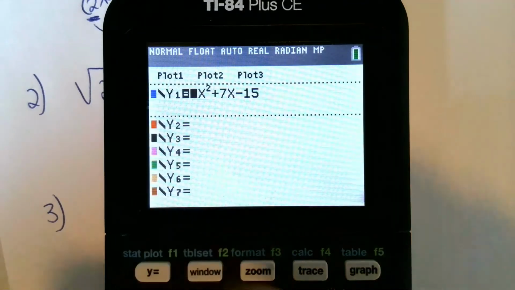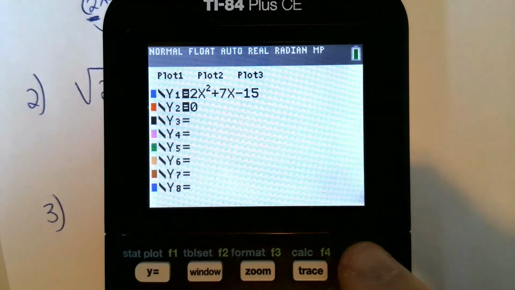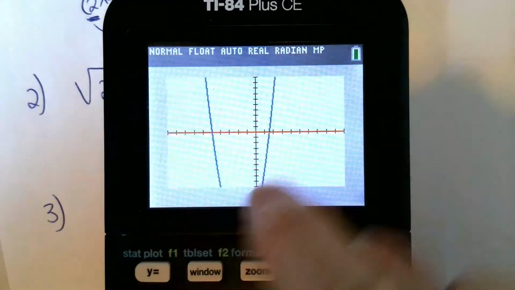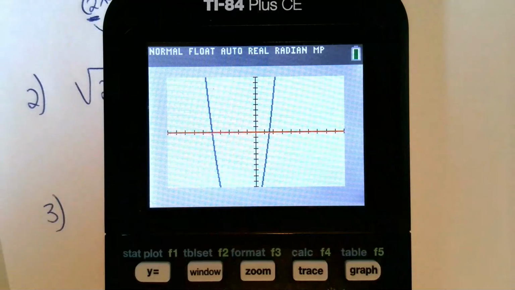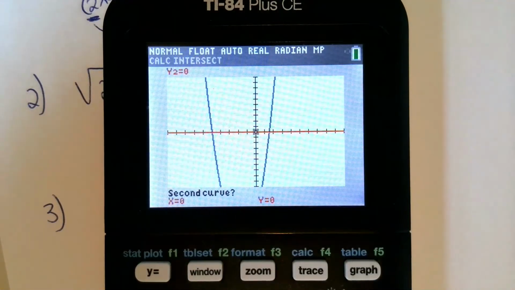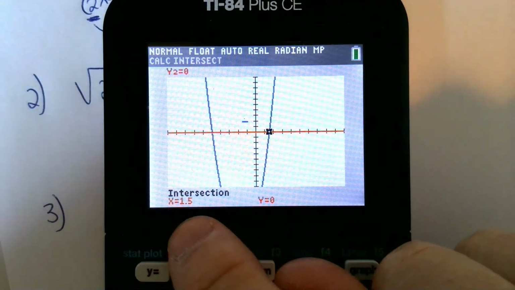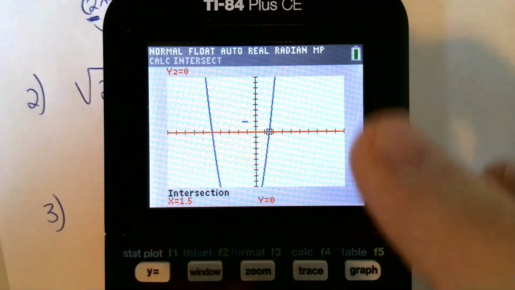I can double check it by simply going, let's let the second equation equal 0. Then I hit graph, and you can see there's my parabola, and there's where 0 is. I'm going to go ahead and do second trace, number 5 intersection, enter, enter, enter. And you can see one of my solutions right there is 1.5, which is what we got when we factored.